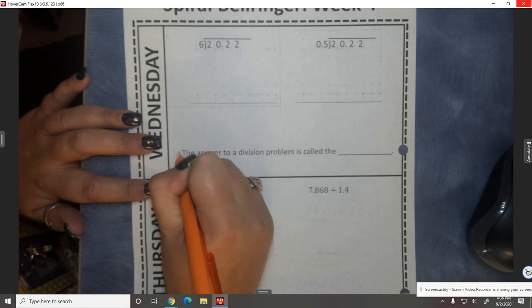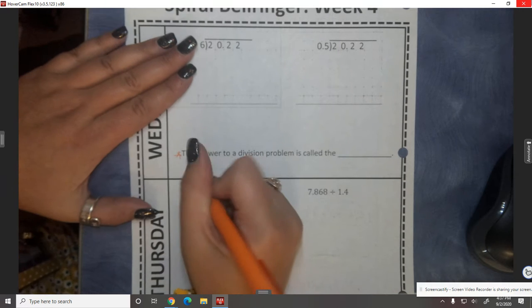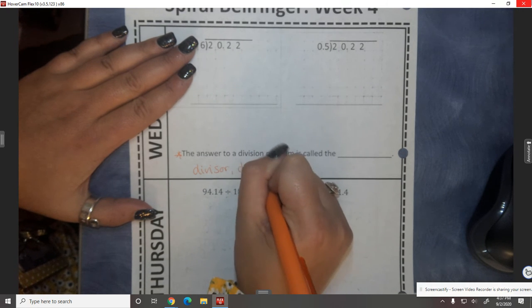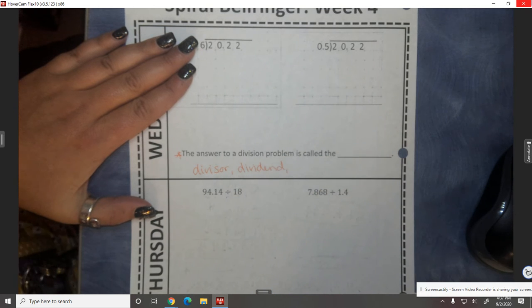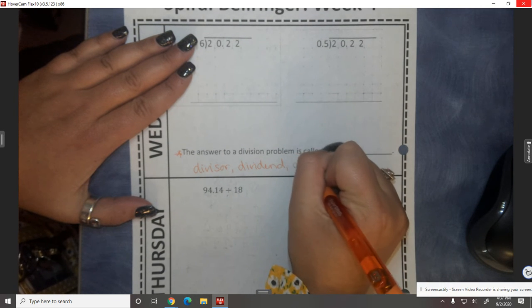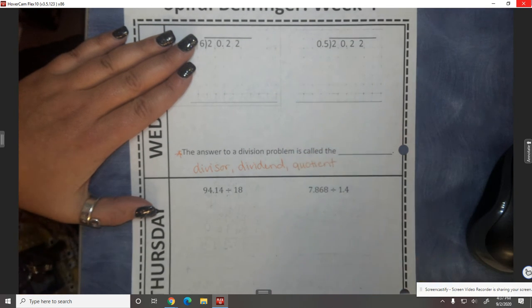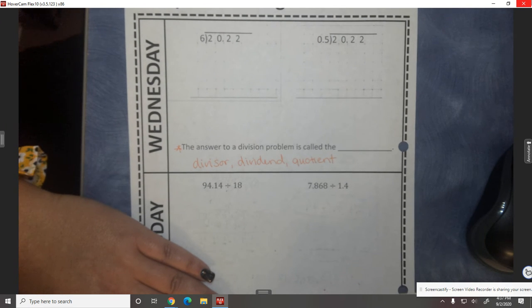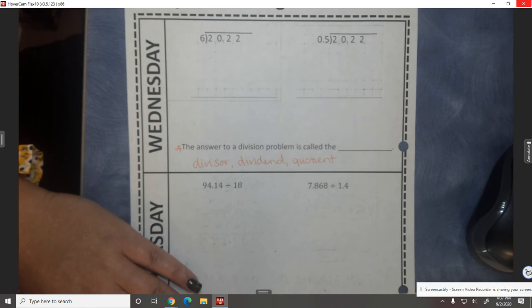Starting right here, the answer to a division problem is called the what? Okay, this is on your notes page, okay? But think about it. We've had 3 vocab words so far. We've had divisor, dividend, and if you think about it, it starts with the Q, quotient. Okay, which one of those is the answer to the division problem? I'm going to let you pick. Okay, you should know those.